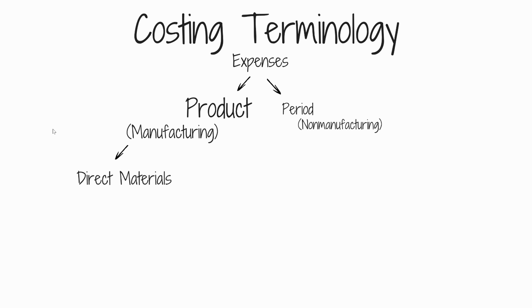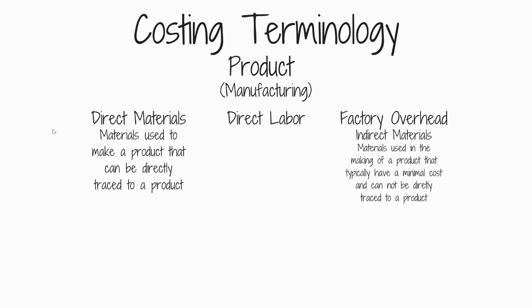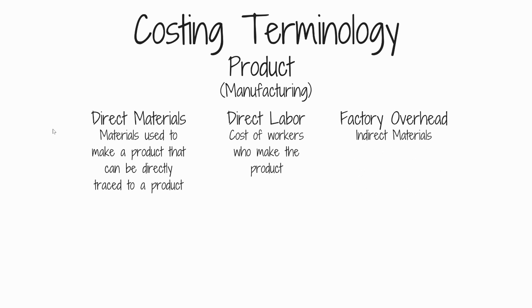The total manufacturing cost is made up of direct materials, direct labor, and factory overhead. Direct materials are materials that are used to make a product that can be directly traced to a product. Within the factory overhead, we also have indirect materials. These are materials that are used in the making of a product that typically have a minimal cost and cannot be easily or directly traced to a product.